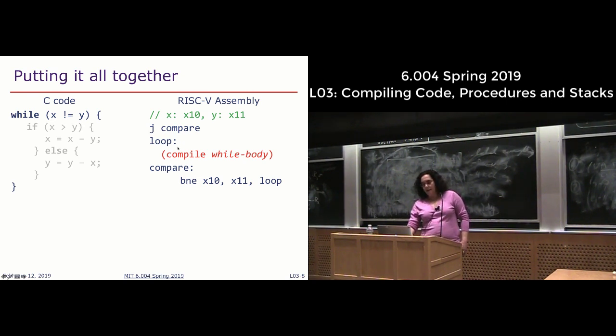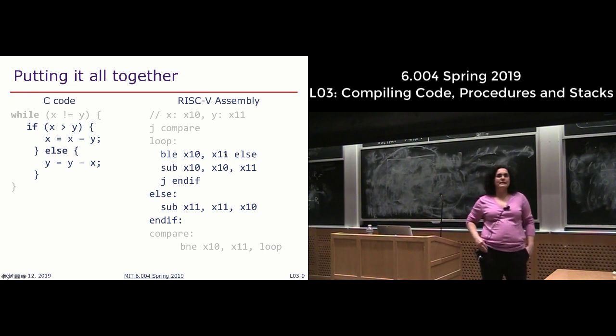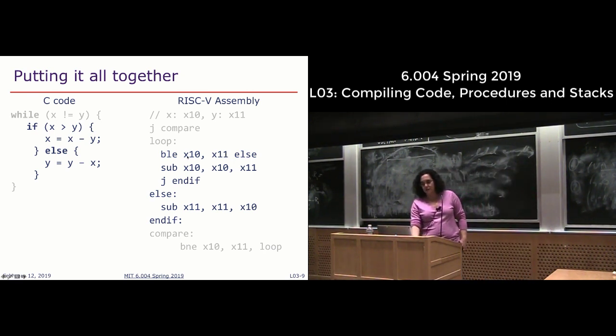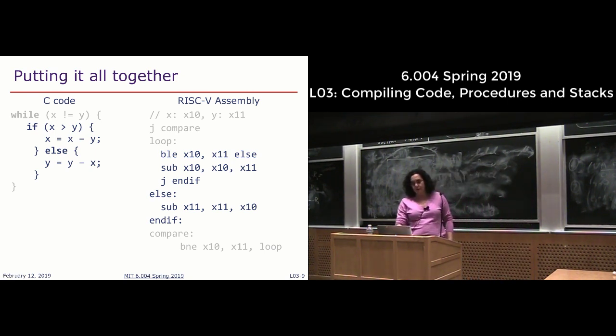All right? Now I'm going to replace the body of the while. My while body is an if-then-else statement, which we also know how to do at this point. The first thing I'm going to do is check, is x less than or equal to y? If it is, then I want to execute my else. Otherwise, I want to execute the if, and once I'm done with the if, I jump to end if in order to skip the else portion of my code. Okay? So it all follows what we've seen so far.